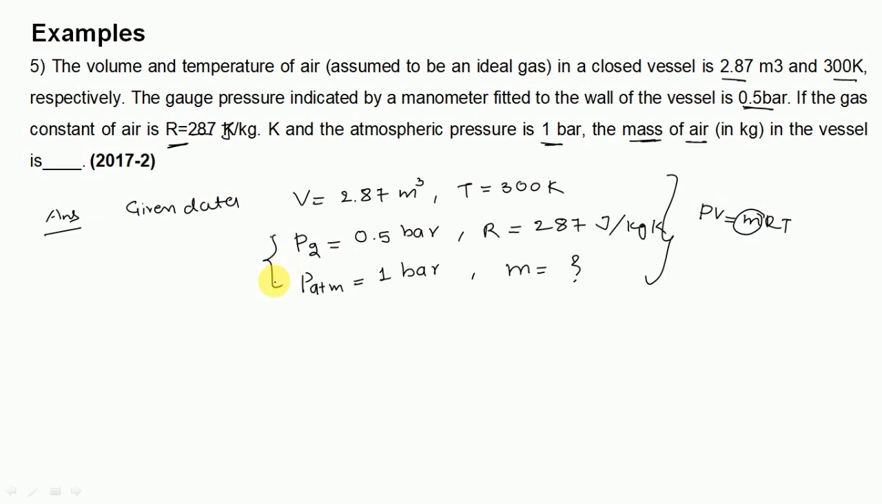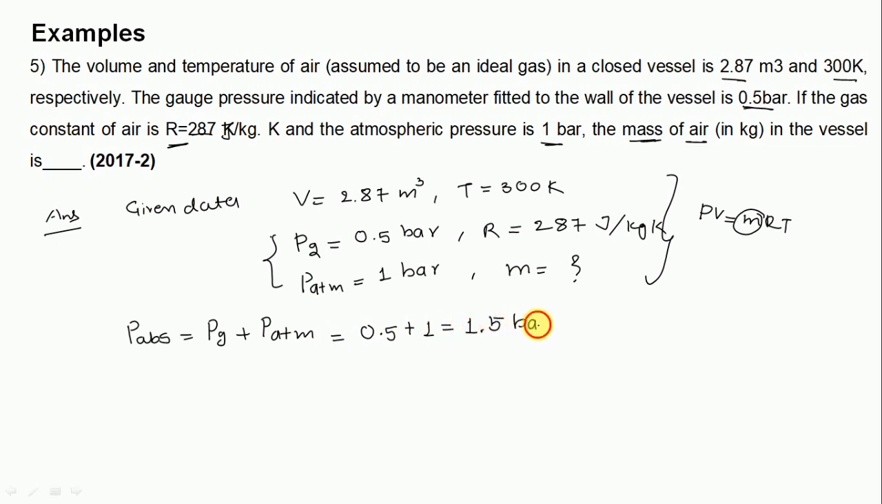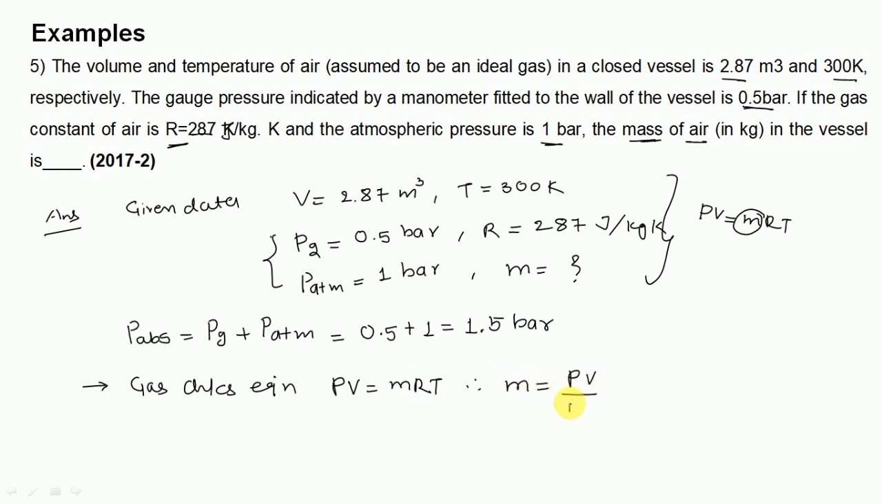Here is P gauge and P atmosphere. So let's find the P absolute. We know the P absolute is equal to P gauge plus P atmosphere. So total pressure is 0.5 plus 1, so here this value is 1.5 bar. Okay. Now from the gas characteristic equation, PV is equal to mRT, and that's why M is equal to PV upon RT.